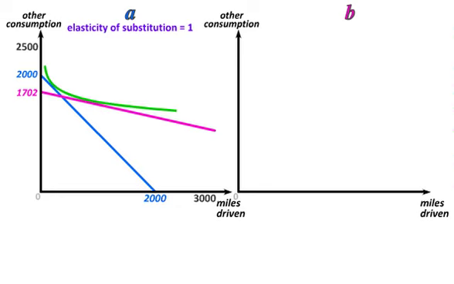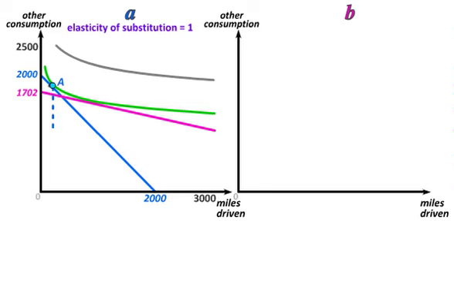We then draw in two indifference curves that derive directly from the utility function we're using, the Cobb-Douglas utility function, with exponents of 0.1 and 0.9. The green indifference curve is tangent to both the blue and the magenta budget constraints. Note that whenever we're using Cobb-Douglas utility functions, we're implicitly assuming an elasticity of substitution equal to 1.